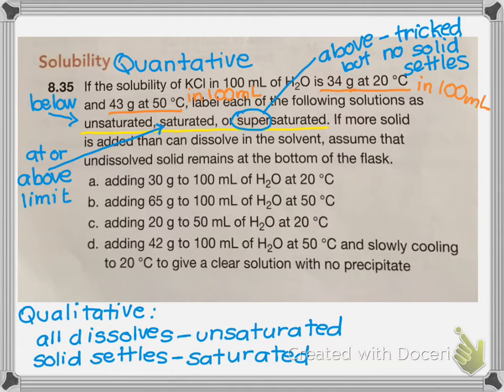So the directions also we have to read carefully. It says, if more solid is added than can dissolve, assume that the undissolved solid remains at the bottom. All right, so looking at letter A, we add 30 grams to 100 milliliters at 20. So I know the limit is 34 grams at 20 in 100 milliliters. So this is less than the limit, so this is unsaturated, because 30 grams is less than 34. So we're below the limit, so we're unsaturated.